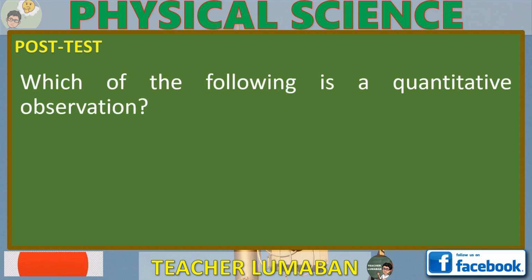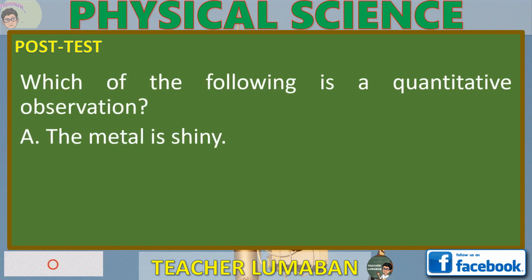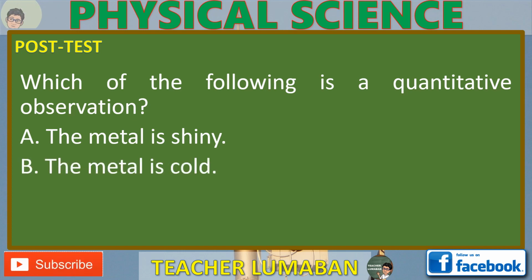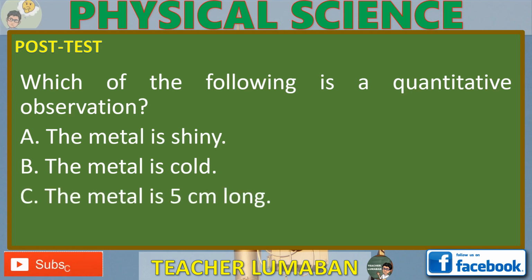Which of the following is a quantitative observation? Letter A. The metal is shiny. Letter B. The metal is cold. Letter C. The metal is 5 centimeters long. Letter D. All of the above.